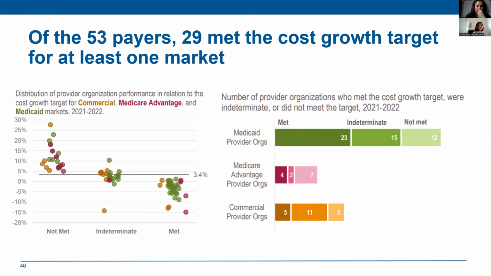So out of these 53 provider organizations, here's the table for the peers, sorry. There are 29 of them that met the target in at least one market. If you look at the bar chart on the right, you will see 12 of the provider organizations in Medicaid exceed the target, 7 of them in the Medicare Advantage exceed the target, and 5 of the commercial provider organizations exceed the target. Next slide, please.